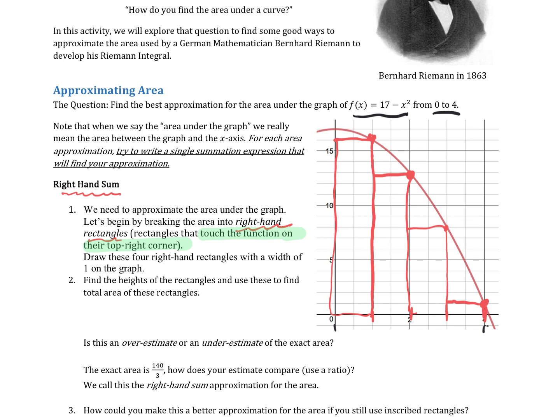Since this is 1, the height is f of 1. And if you plug 1 into our function, 17 minus x squared, 17 minus 1 squared is 16. This is f of 2 in height. That'd be 17 minus 2 squared, 13. This is f of 3, 17 minus 3 squared, which is 8. This is f of 4, which is 1.